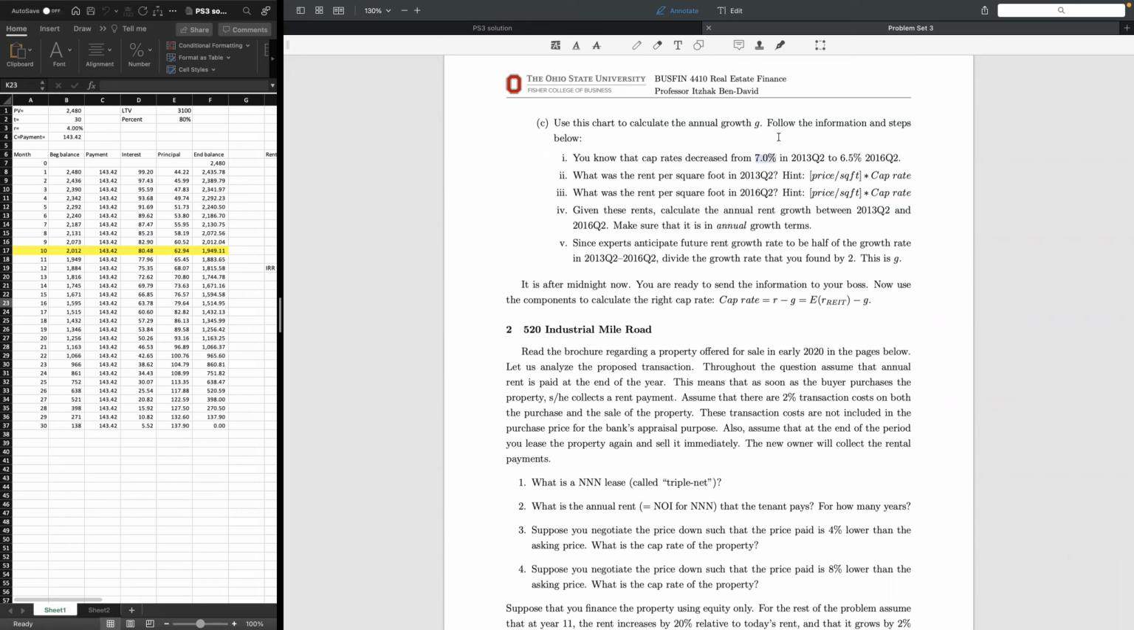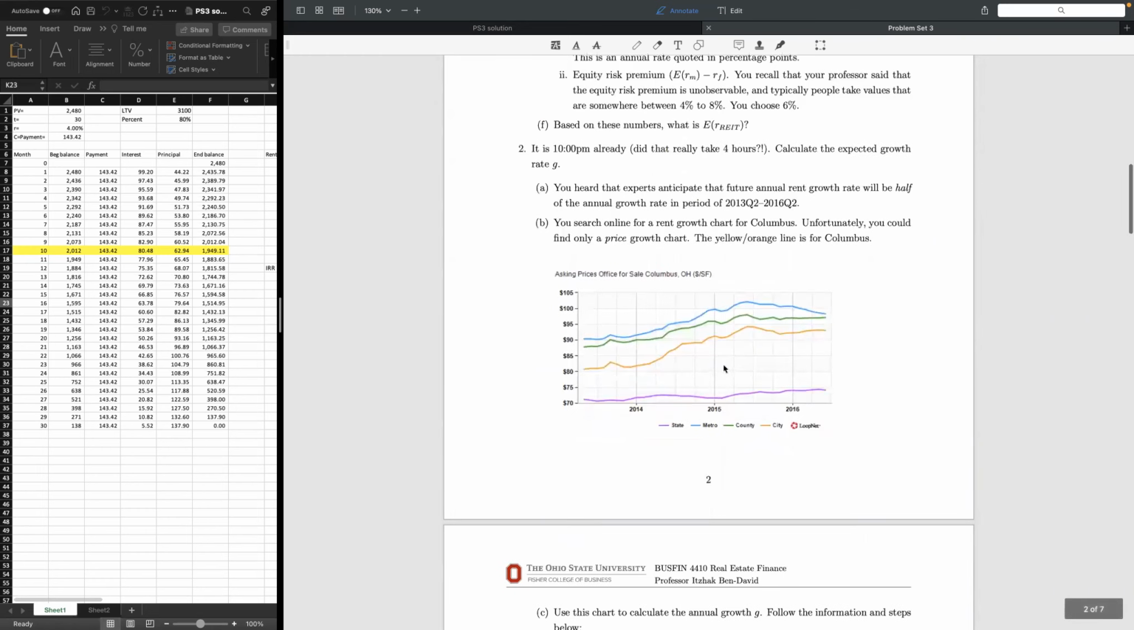This 7% is the cap rate that you're gonna use in year 2013, and 6% is the one that you use in year 2016. And the hint has been very specific here. So what you want is just to plug in the number here. And cap rate is already given, 7% here and 6.5% here. So the only thing we need to get is the price per square feet, which is from this plot.